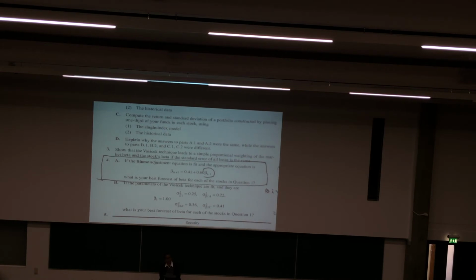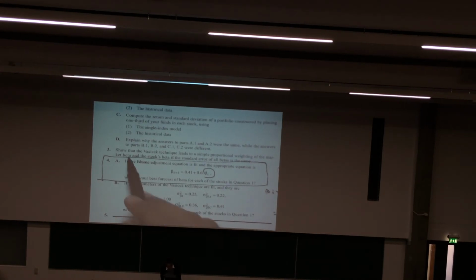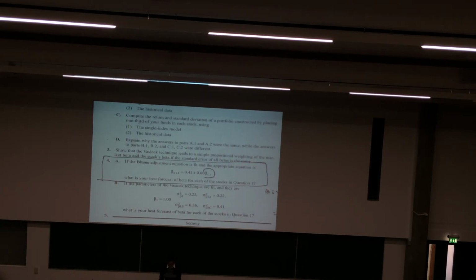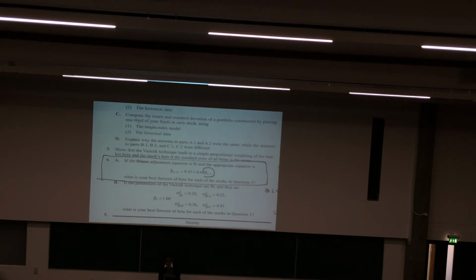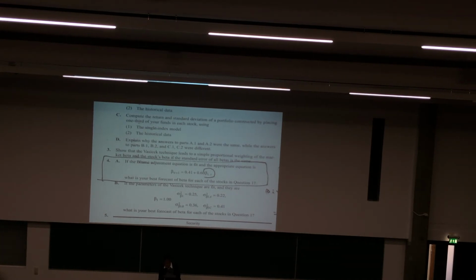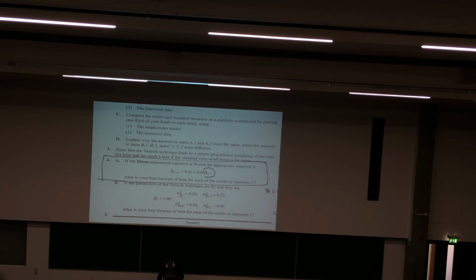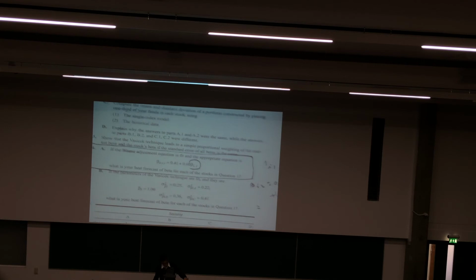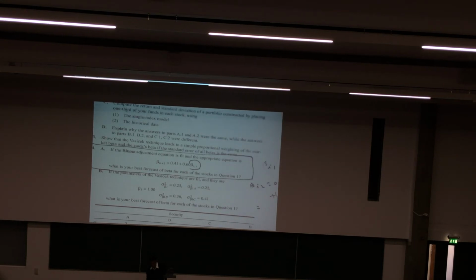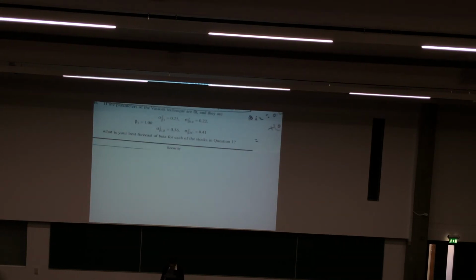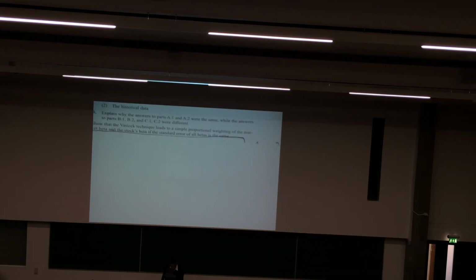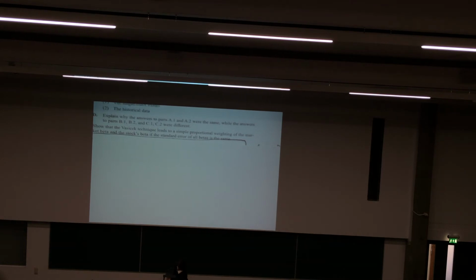Look at the third problem. Show that the Vasicek technique leads to a simple proportional weighting of the market beta and the stock's beta, if the standard error of all betas is the same. So look at the formula. I'm going to do the third one. Can you see that?